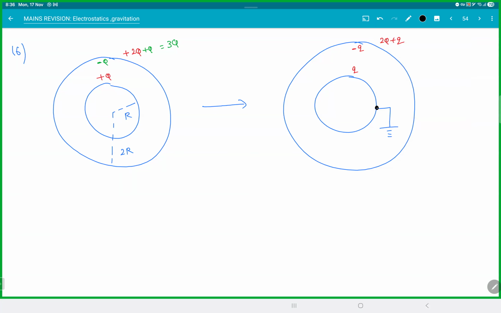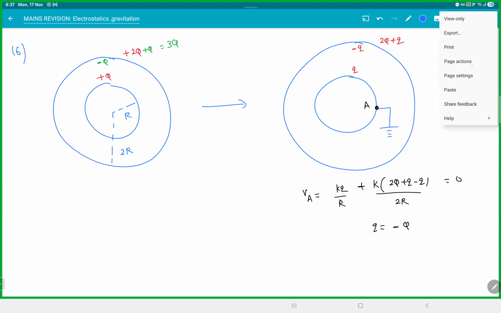Now find the potential at this point. So potential at A will be kq by r plus k times the total charge on the outer shell, 2Q plus q minus q, by 2r, equal to 0. Q goes off, we get q is equal to minus Q. There, the charge is actually minus Q now. Then what? This is 3Q. This is minus Q. This is plus Q. And this is Q.